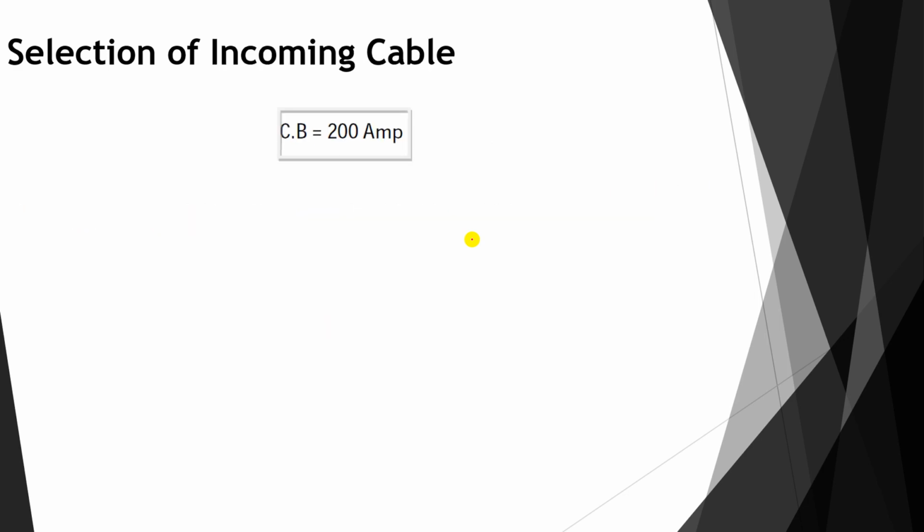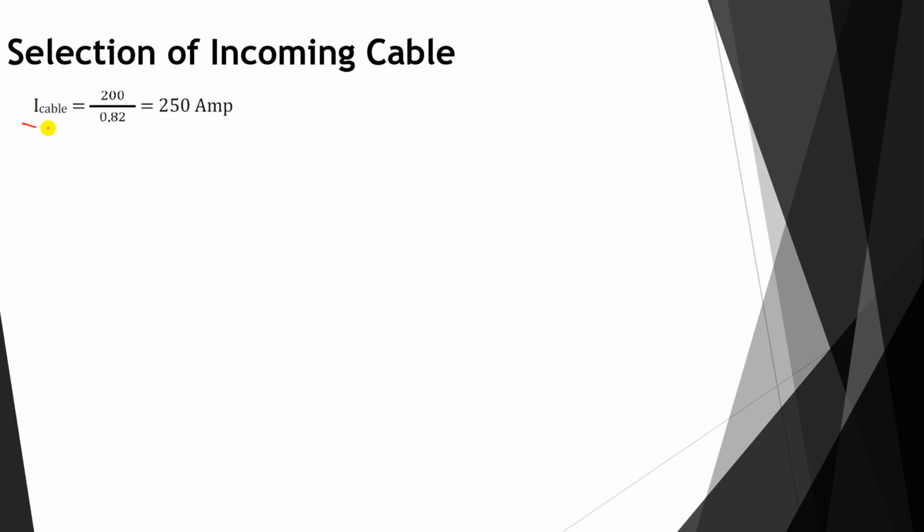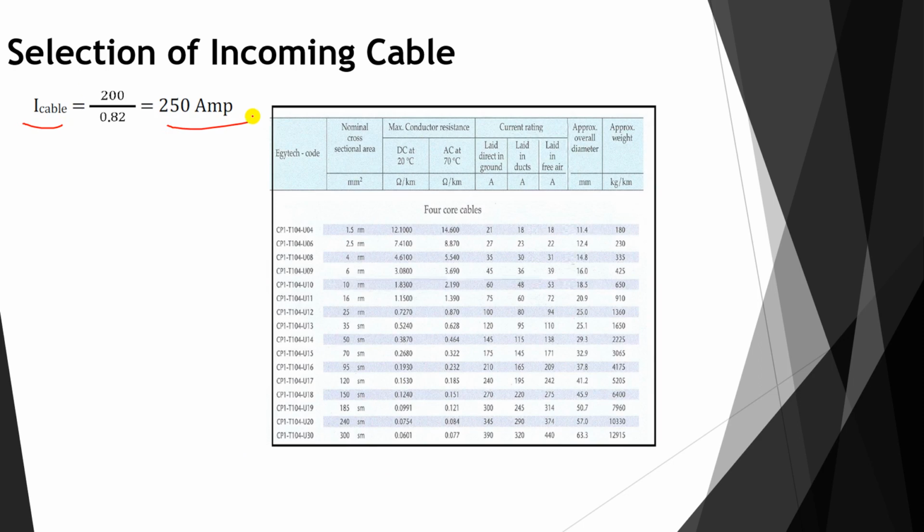Now what about the cable? Simply we will divide it by the derating factor as before, and there is nothing different. They are the same temperature, 50 Celsius degree, the same derating factor 0.82 at this temperature. Okay, so we will divide it and we will get 250 ampere for our cable. So if we go here, we have our cable 250 ampere, so we will go to the catalog as we did before. So it is also in free air.